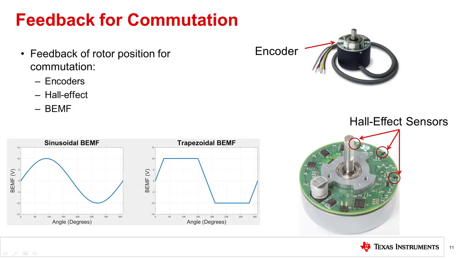Because commutation is dictated by motor rotor position, the control block needs rotor position feedback. This rotor position feedback can come from external sensors such as encoders and Hall effect sensors, or it can be derived from motor voltages and currents such as back EMF in a sensorless fashion. Different rotor feedback systems will be explored in future videos in this series.